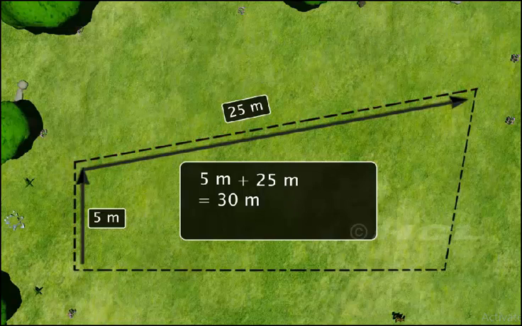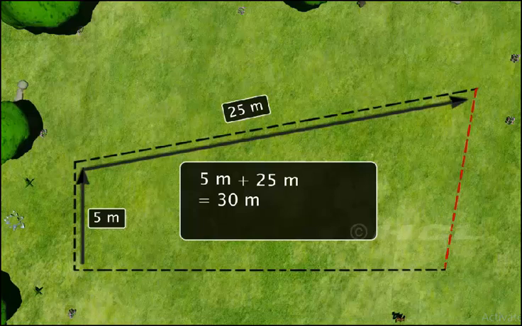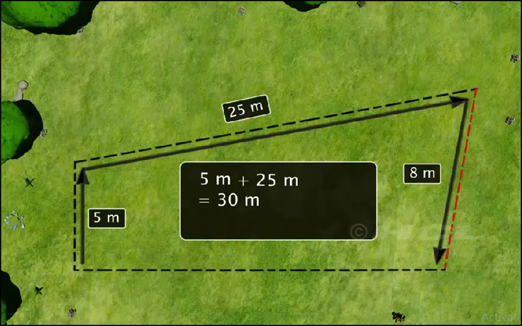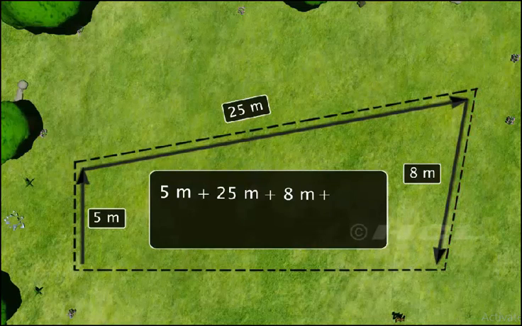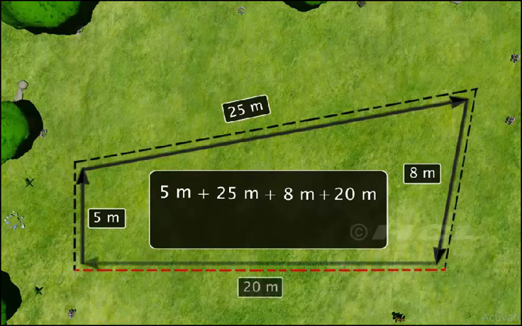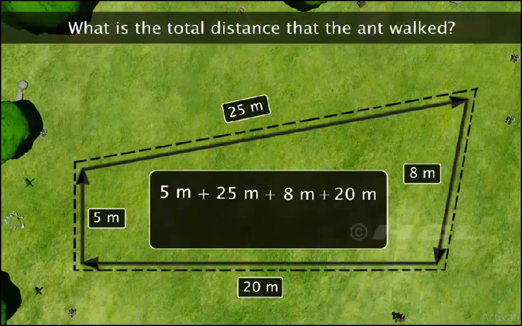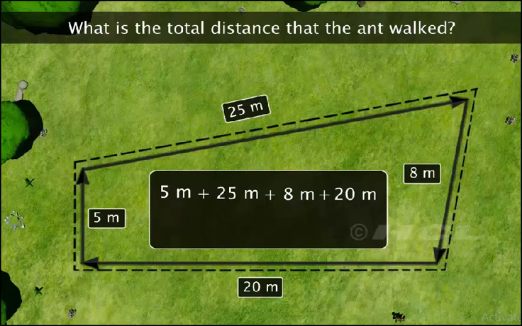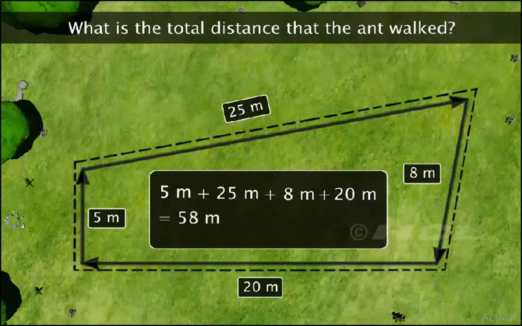The ant then walked along the third side. That's 8 meters long. So the ant has walked 30 meters plus 8 meters, which makes 38 meters so far. Finally, the ant walked along this side, which is 20 meters long. Can you work out the total distance that the ant walked? It walked 58 meters.